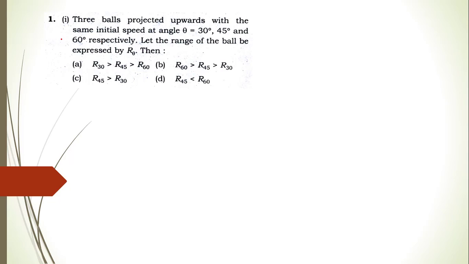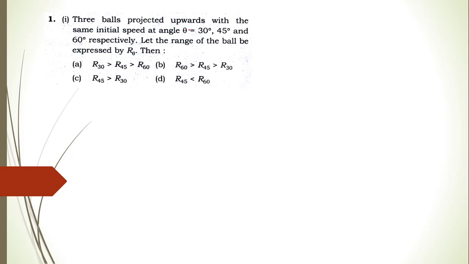Now let us see the first question of this paper. The first question is: 3 balls are projected upwards with the same initial speed at angles of 30 degree, 45 degree and 60 degree respectively. Let the range of the ball be expressed by R theta. Then these 4 options are given.